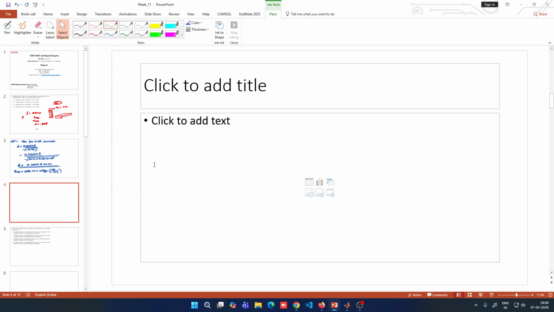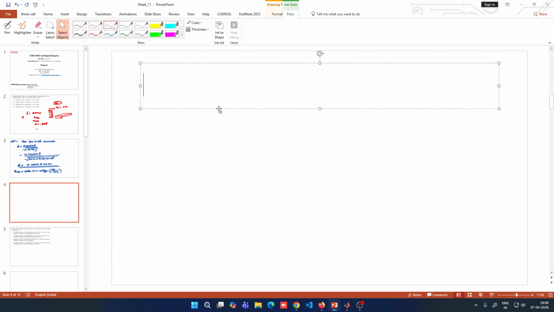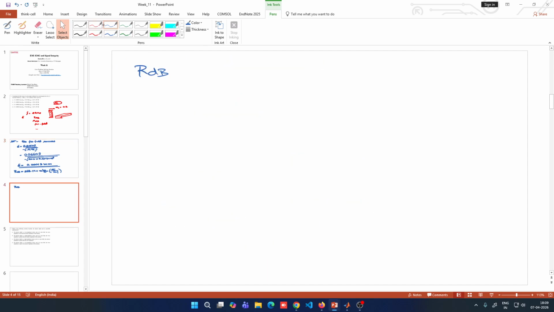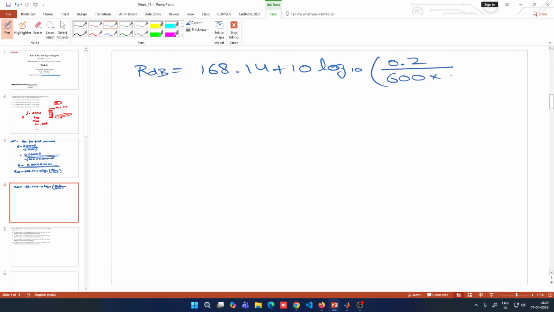I will move on to the next page. Now we know all these quantities are already given in the problem, so I will substitute them here. 168.14 plus 10 log 10 of sigma r, which is given as 0.2, divided by mu r, which is 600, into the frequency, which is 2 gigahertz.